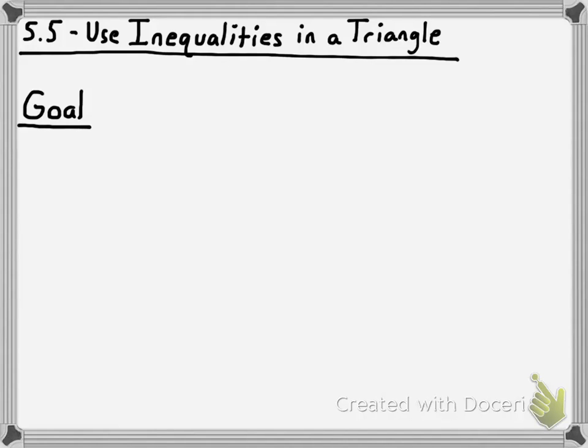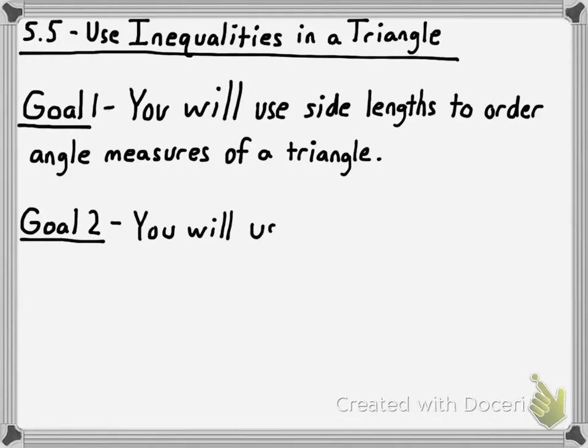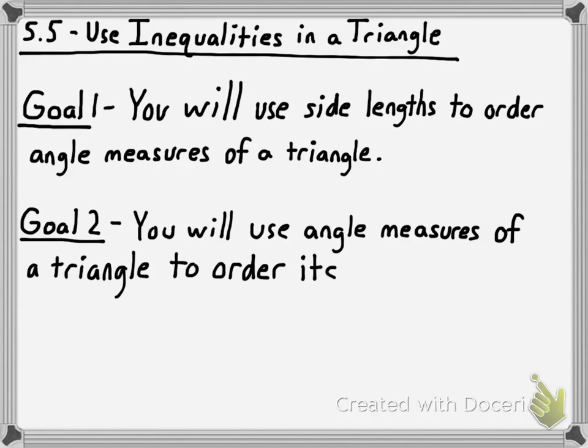We're going to have a couple of videos here for 5.5, and the first video has two goals, but one is really the opposite of the other. First goal is that you're going to use the side lengths in order to put in order from least to greatest or greatest to least the angle measures of a triangle. And then the second goal is that you're going to use the angle measures of a triangle to order its side lengths from longest to shortest, shortest to longest, whichever I want you to be able to do.